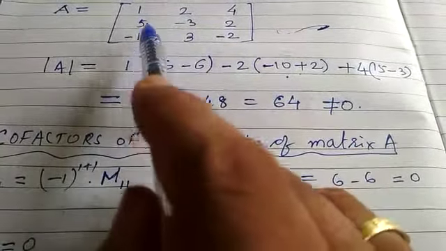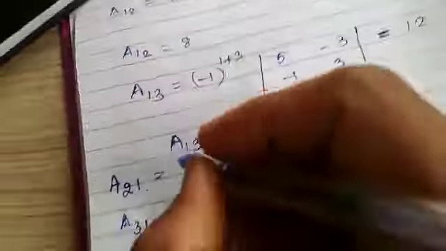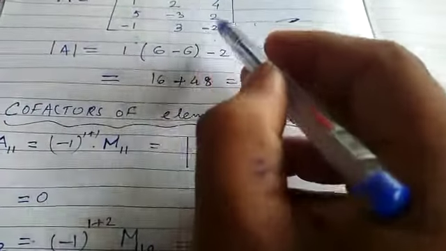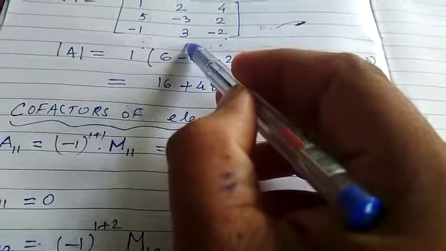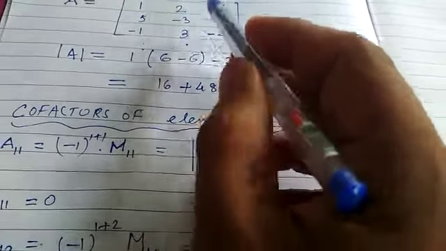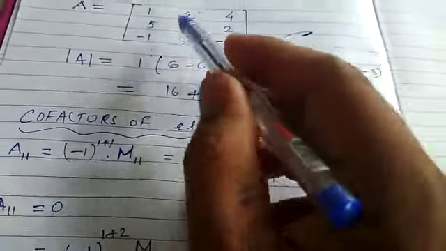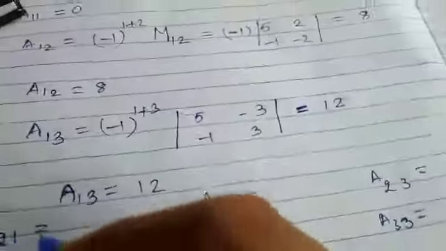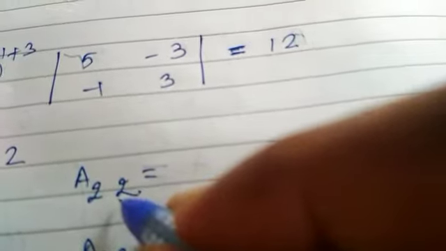Second row, first column. So it will be 2, 4, 3, minus 2. So 2, 4, 3, minus 2 means this is minus 4, minus 12. That is minus 16. And since it is odd location, it will be plus 16. Then 2, 2, positive, even location. So second row, second column.